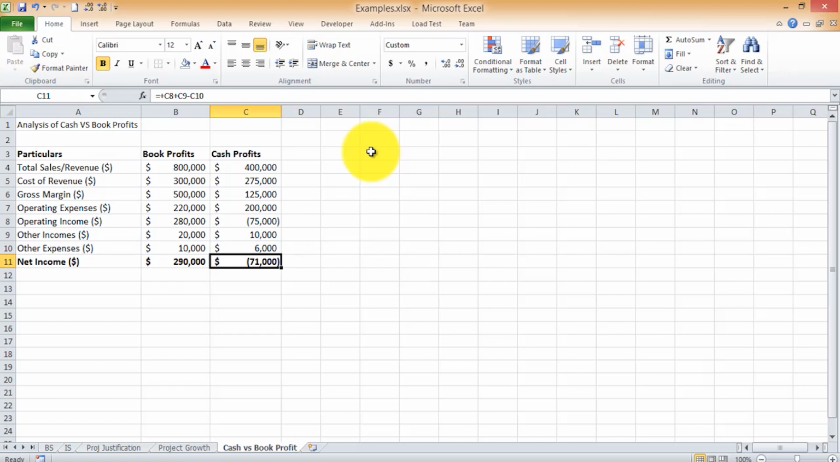So I hope this was clear to you: what's the difference between the cash profit and the book profit? Now we'll see what is the importance of both these things.